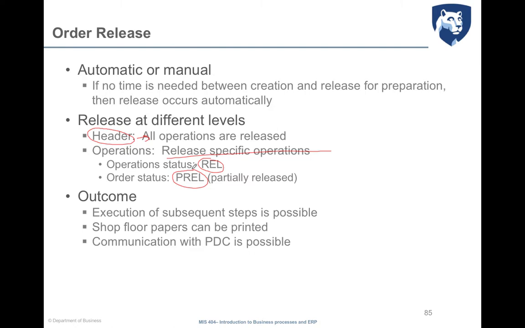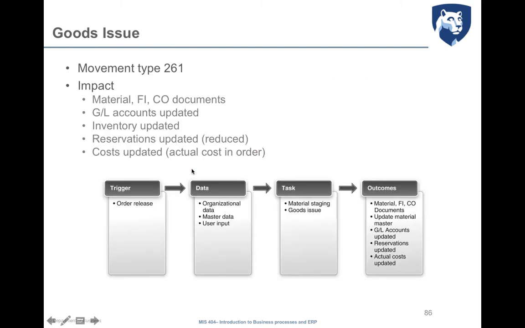So this is possible once the order is totally or partially released. You can also go on the technical aspect of production by printing out or visualizing different documents related to production. Now, from the administrative perspective, it's all ready, and we can now switch to the physical part of the process, and the first step is goods issue.